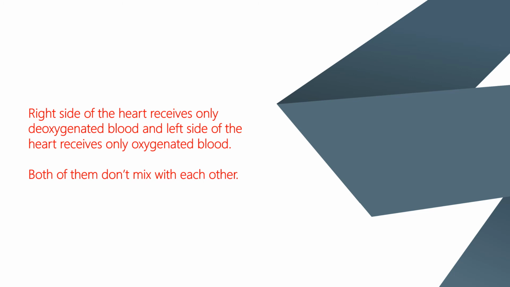The right side of the heart receives only deoxygenated blood, and the left side of the heart receives only oxygenated blood. Both of them don't mix with each other because the right side of the heart and the left side of the heart are separated by the septum.